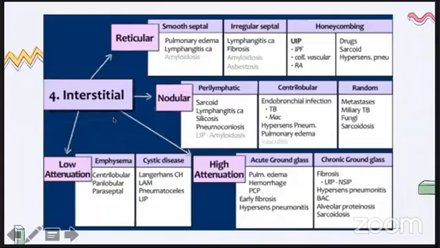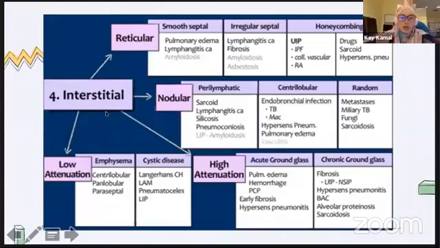So the interstitial, as we said, is the one outside the alveolar unit. So we can have the reticular, which is the straight line types. Again, they can have the smooth septal, irregular septal, honeycombing, and this is actually more or less seen in the HRCT. We are unable to see this kind of changes so nicely in the chest X-ray, but we can at least see it's nodular or reticular, or it's reticulonodular.